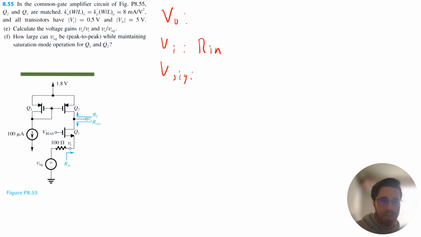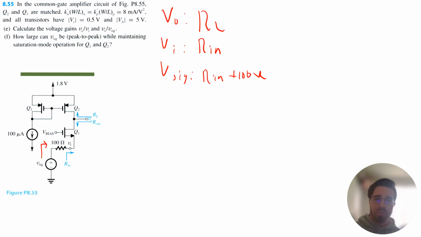Well, if we're just looking at Vsig and we try to follow, it's just Rin in series with this extra 100 ohms. So it would be Rin plus 100 ohms. But what about Vout? You may be tempted to use Rout, but this would be incorrect. Rout represents the resistance following the output voltage. We want to use the resistance that precedes the output voltage, and that would be RL.